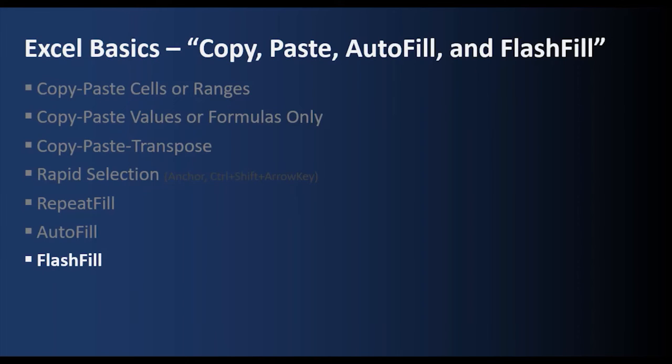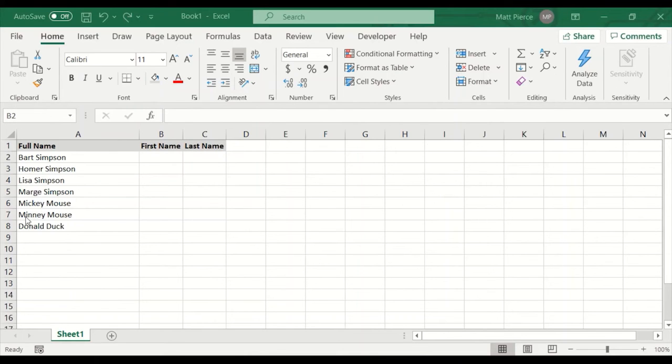And finally, FlashFill. So FlashFill is pretty neat. What we're going to do is start out with a column of full names where the cell has the full name. And we're going to use FlashFill to automatically split the first names and the last names into 2 separate columns. So we're going to start off by clicking in the cell, and we have to give Excel a baseline. So we're going to give it Bart here and Simpson here. And so once this baseline is established, then we can tell Excel what to do.